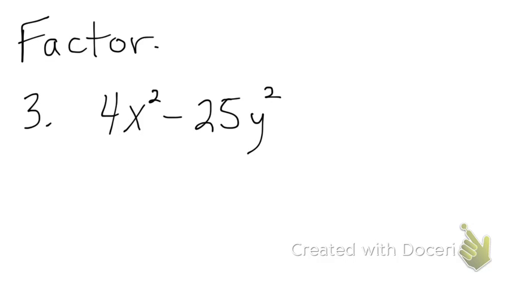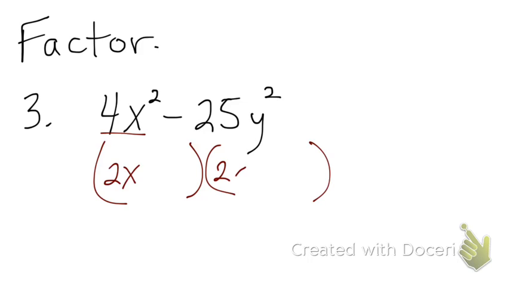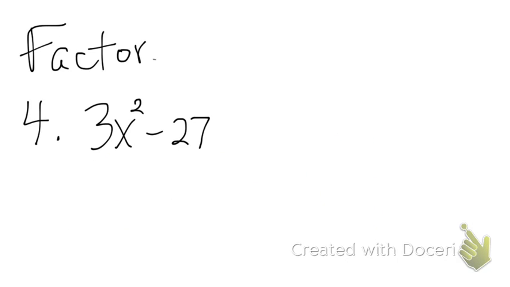Number 3. Again, we have a difference of squares here. Something times itself equal to 4x squared, that would be 2x. And we need something times itself that gives us 25y squared. That would be 5y. 1 minus and 1 plus. Let's move on. Number 4.